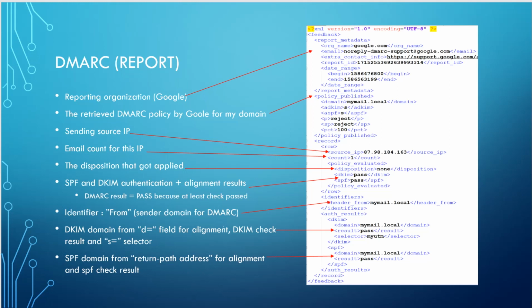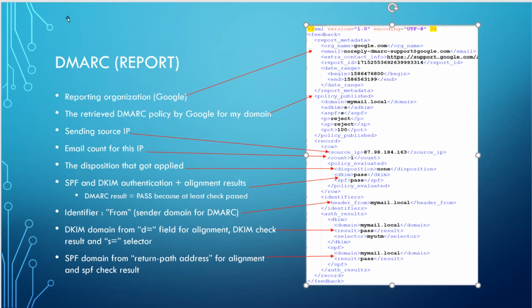Now for the DMARC report. You can see here that we have the reporting organization, which is Google. We have the DMARC policy that Google retrieved for my domain, which is just here. So we see my domain, the strict alignment mode for DKIM and SPF, and the policy, which is to reject for the domain and subdomain if it does not succeed, and it should apply to 100% of my emails.